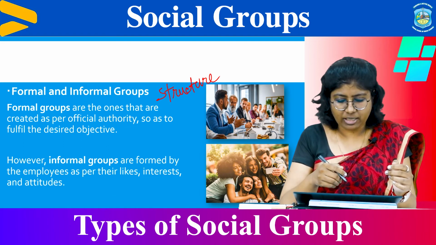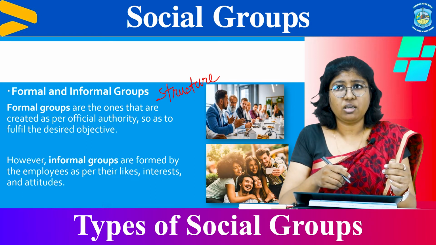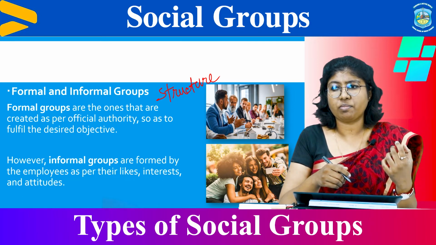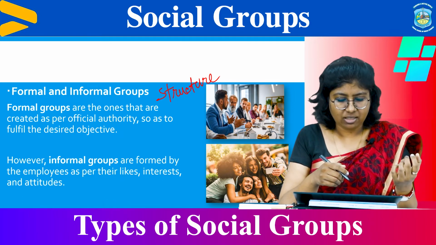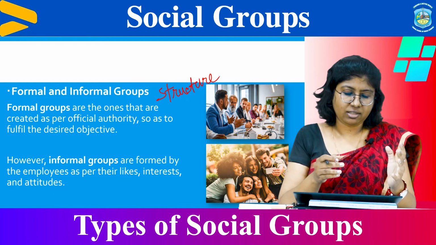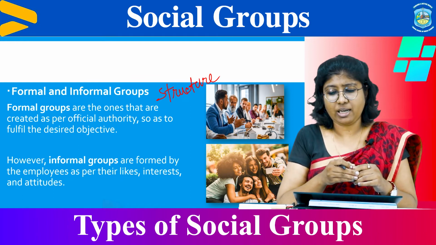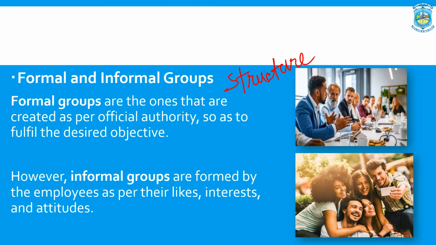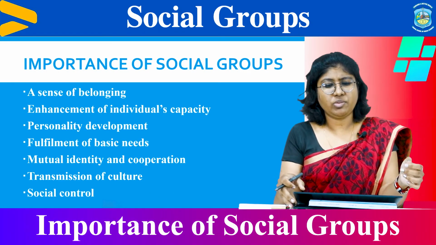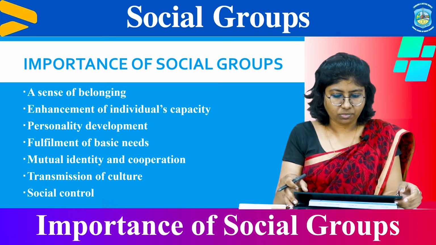Those who are joining together for some interest, because they have some similarities. That is the reason they join together. This is an example of an informal group. So these were some of the major types of social groups. Of course, there are other groups also which have been discussed by several sociologists, but here we are restricting to just these 6 types. Let's move forward with the importance of social group.